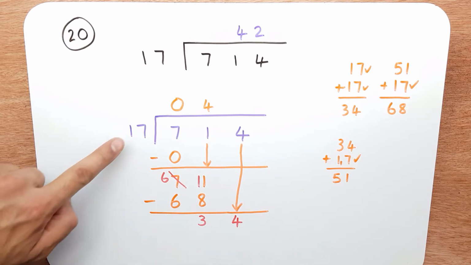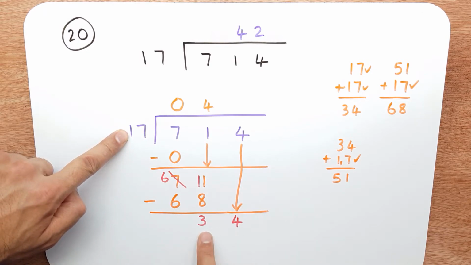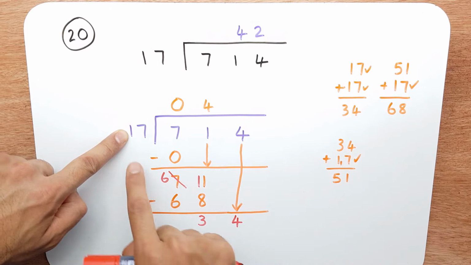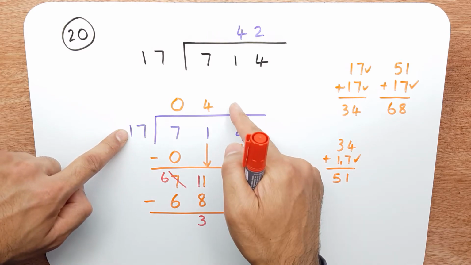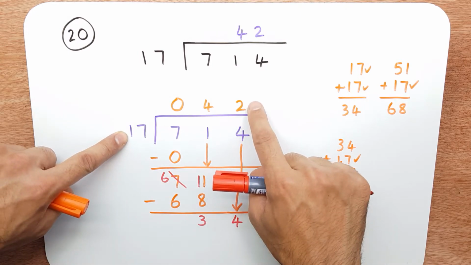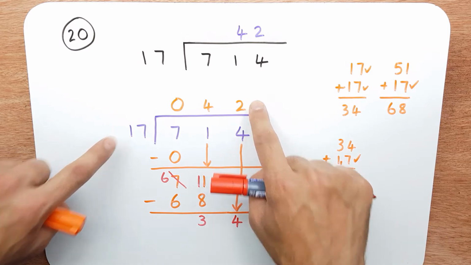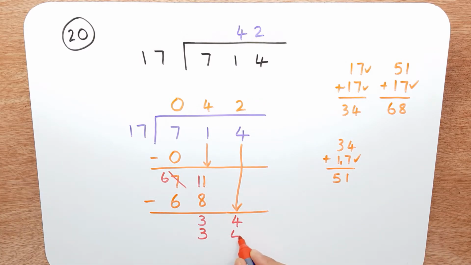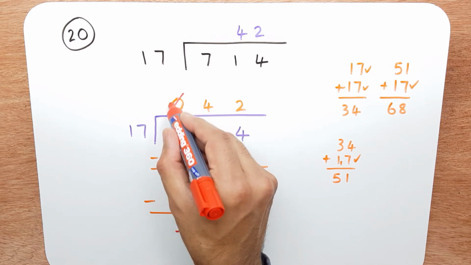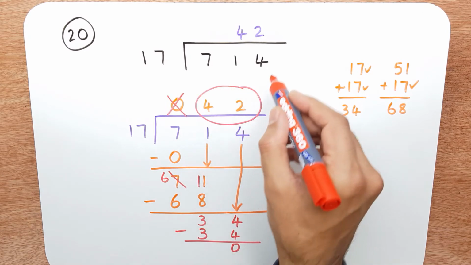Now the next question is, how many 17s do we have in 34? And we know if we add 2 lots of 17, we get 34. So how many 17s in 34? 2. So put the 2 there. Now we do 17 times 2 is 34. So we put 34 here. And we simply subtract these two. And 34 take away 34 is 0. And we can stop there. So our answer again is 042. We can ignore this. And our answer is 42 as before.